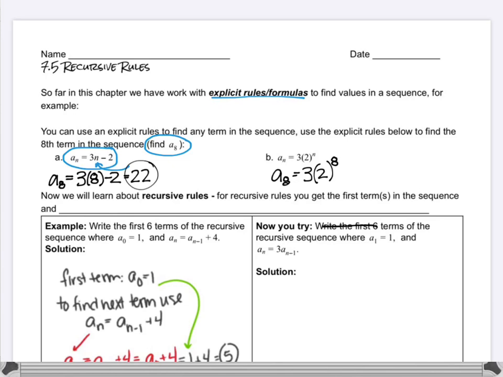For recursive rules or recursive sequences, we're given the first terms in the sequence, and I'm going to fill this in. And we use the given terms to find the new terms. So you really have to go one by one in recursive sequences.